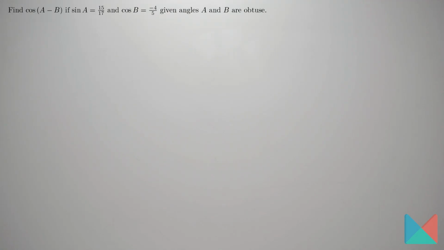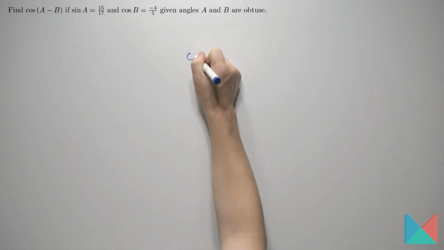For our final example, we want to find cos of A take B, given that sine of A is 15 over 17 and cos of B is negative 4/5. And we're also given that angles A and B are both obtuse angles. Now the best way to start this problem is by first considering what we need to find. And we need to find cos of A take B.